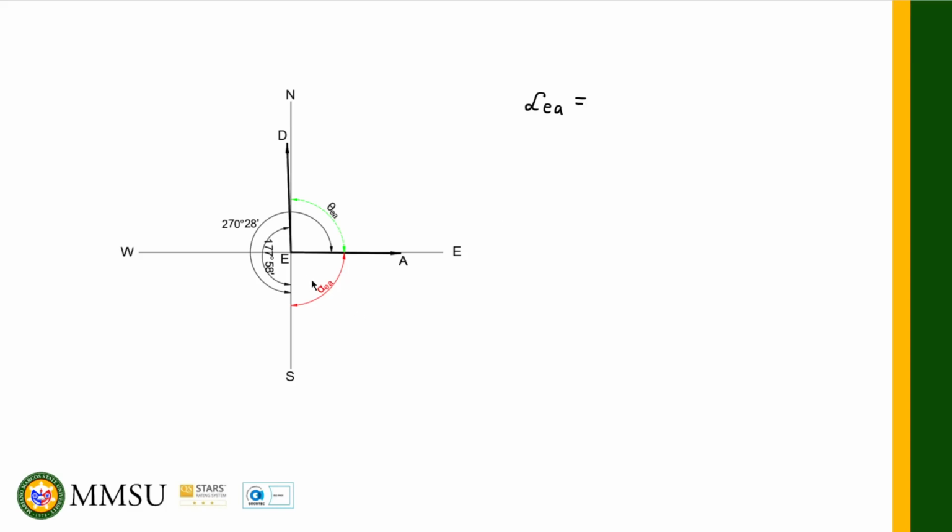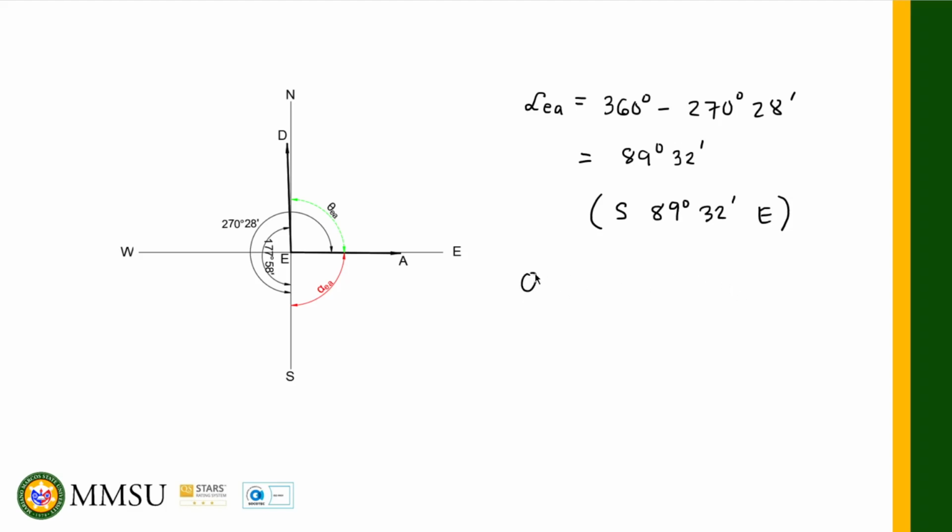So alpha EA, given the azimuth of 270.28, we just subtract that from 360 degrees. So 360 degrees minus 270 degrees 28 minutes is equal to 89 degrees 32 minutes. Therefore, the bearing of EA is south going east, so south 89 degrees 32 minutes east.